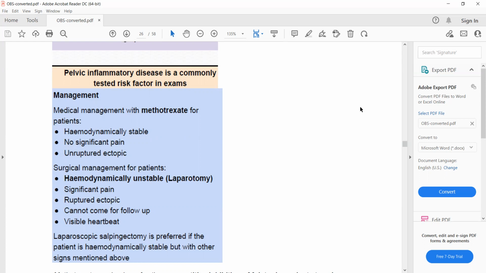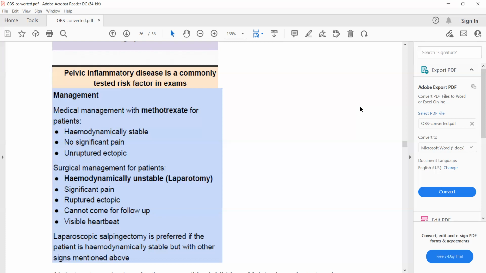So when will you go for which option? So the indication for medical management is methotrexate. Methotrexate inhibits nucleic acid synthesis. So that's why it can be used for medical management of ectopic pregnancy. We'll go for methotrexate if the size of the ectopic pregnancy is less than 30 mm, and the patient is hemodynamically stable and asymptomatic.